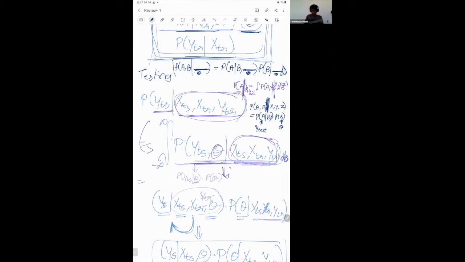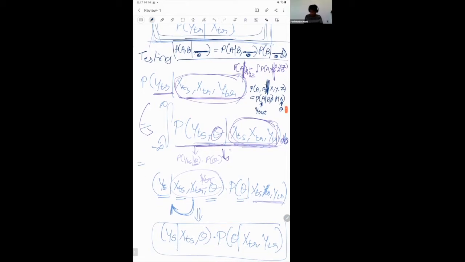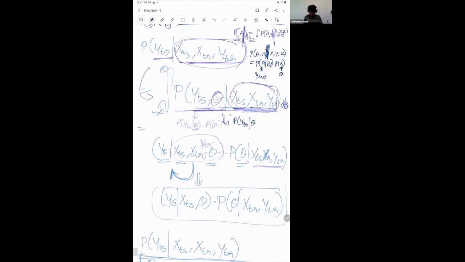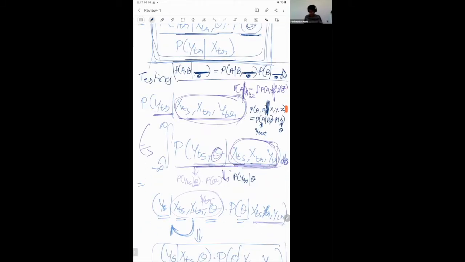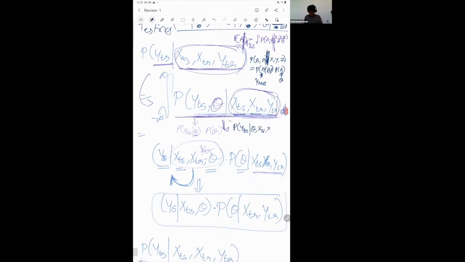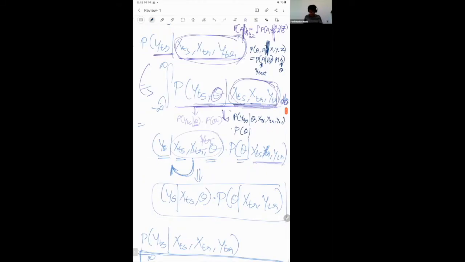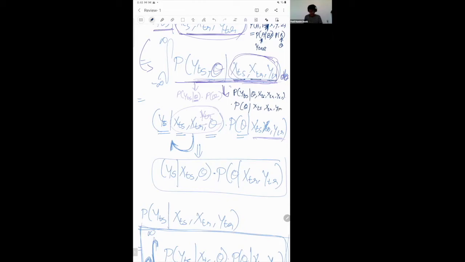And now this dash is just x test, x train and y train. So now it's probability of y test given theta, and now I need to put in all of this stuff, x test, x train, and y train, times probability of theta. This b is theta, and now again I have to put in all of this stuff, which is x test, x train. Does that make sense? Yeah, it makes sense. Thank you.